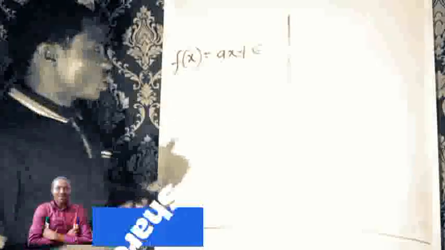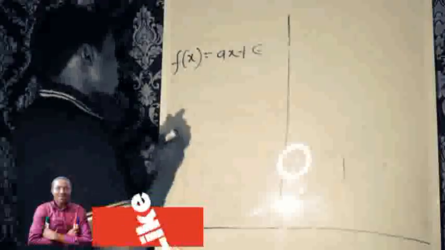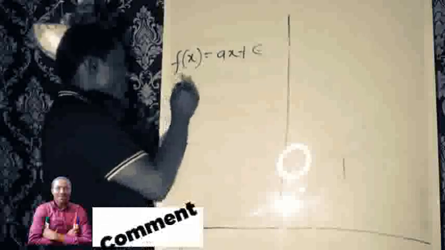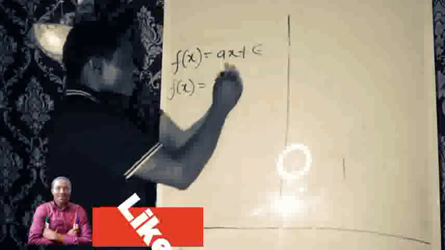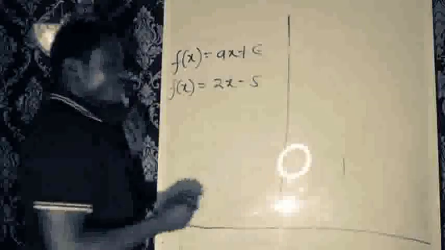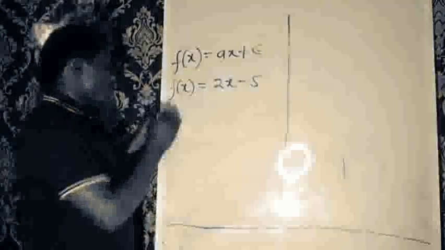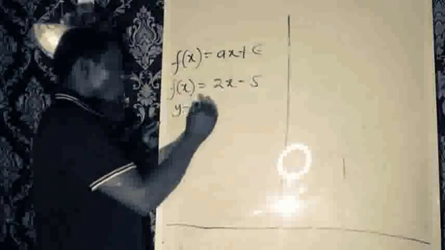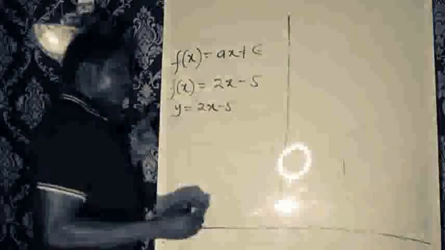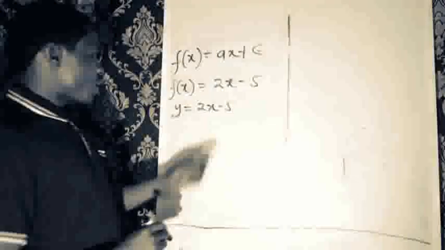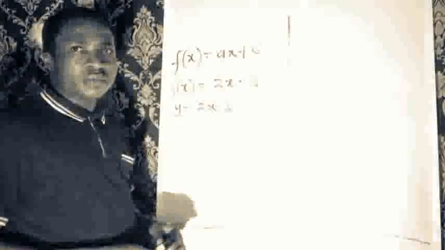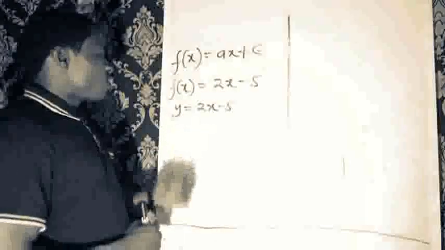Okay, you can think about a function of this form, f of x equals 2x minus 5. And of course, you know that f of x simply means y equals what? 2x minus 5. This is a linear function, a function whereby the highest power of x is what? It is 1. It is a linear function.